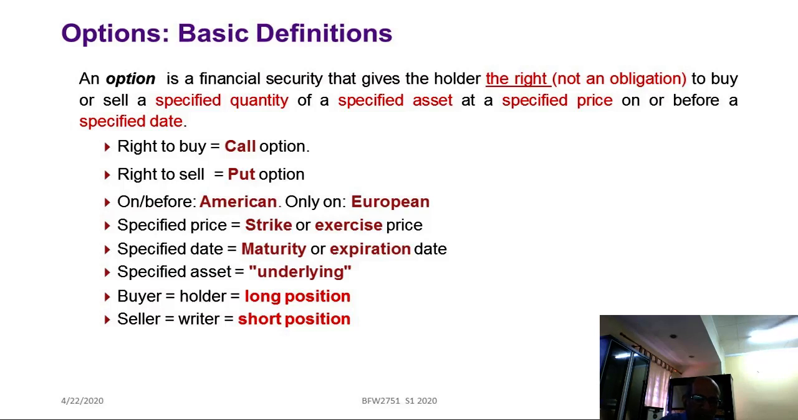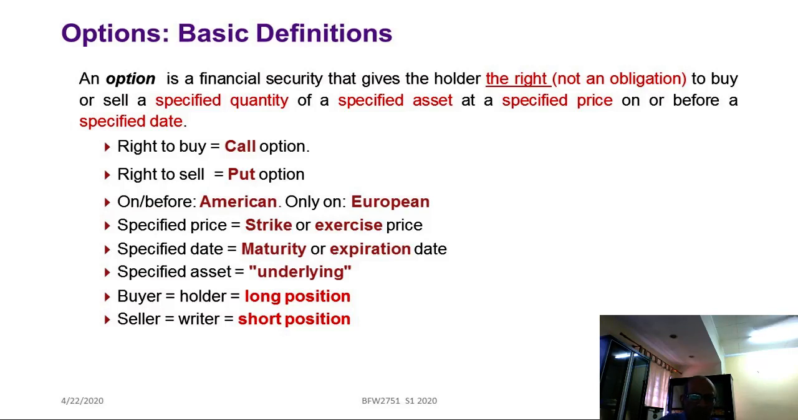Specified asset. What is the underlying? What is the option written upon? Options have to have an underlying, otherwise the option is nothing. So it's a contract. Contract written upon what? Crude petroleum, crude palm oil, US dollars, could be a specified single stock asset, or could be a stock index, anything.